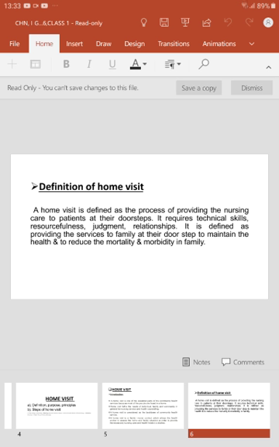It is defined as providing services to the family at their doorstep to maintain health and reduce the mortality and morbidity in their family. Once you are in front of their home or doorstep and they welcome us, we collect the data and see the health status of the people with the help of our monitors and all. Then they will communicate in a good way.